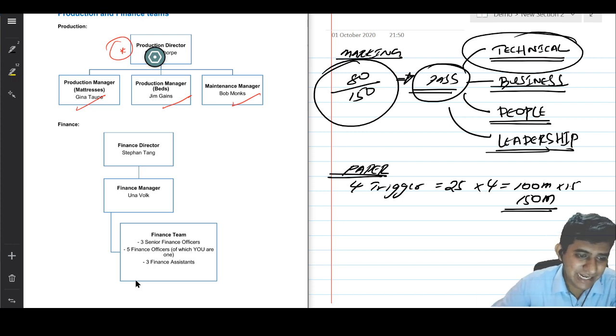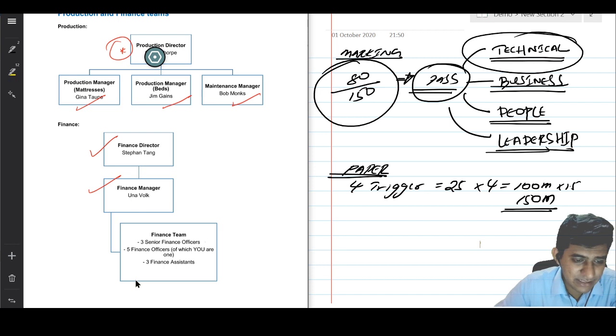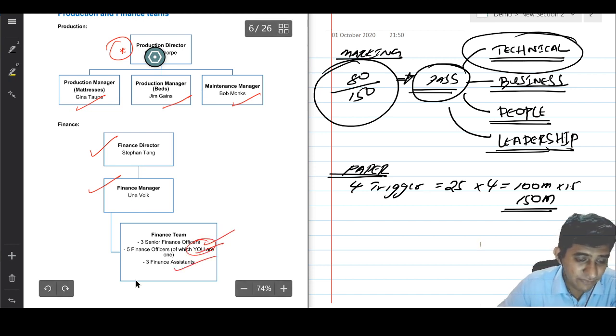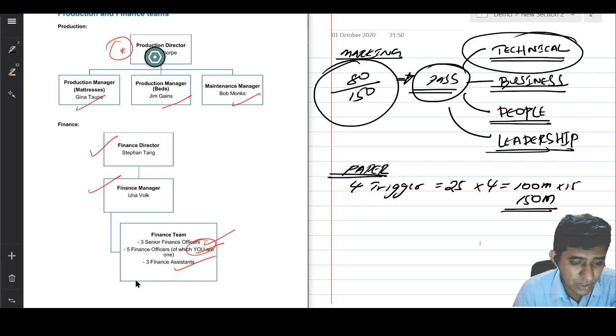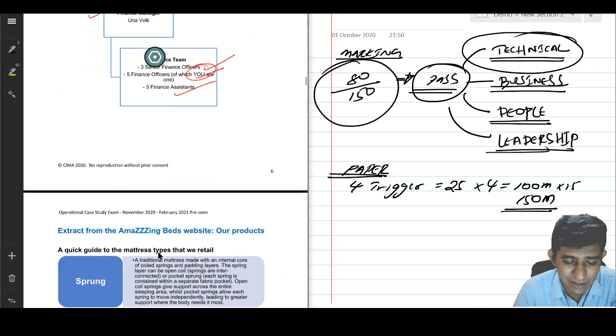So the finance director is Stephen Tang. The finance manager is Una Volk. So the finance team has 3 finance officers, 5 finance officers, in which you are one, and 3 finance assistants also. So I think the finance team is a little bigger team here. So just keep that in mind, students.